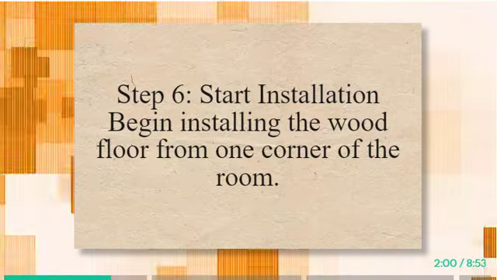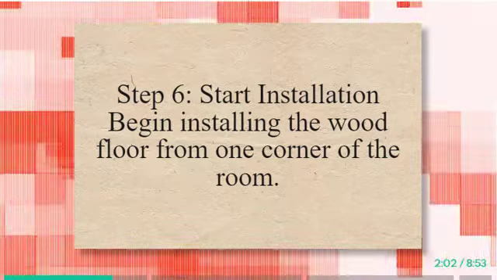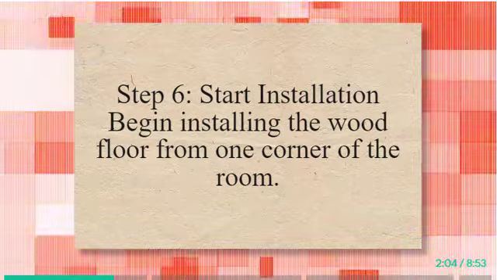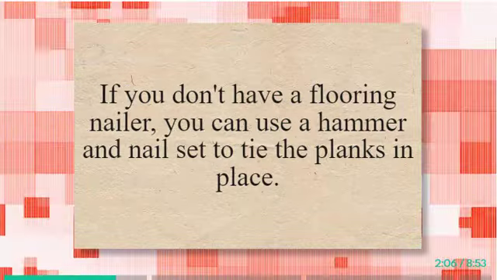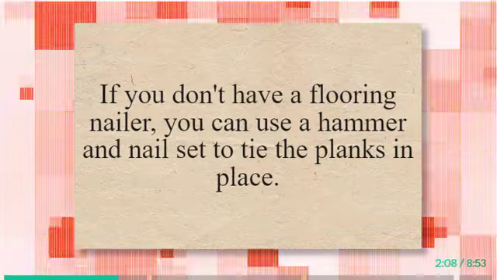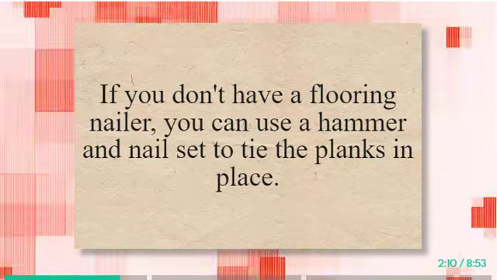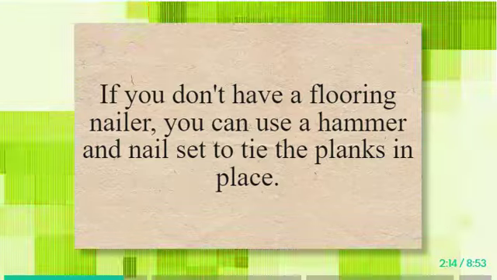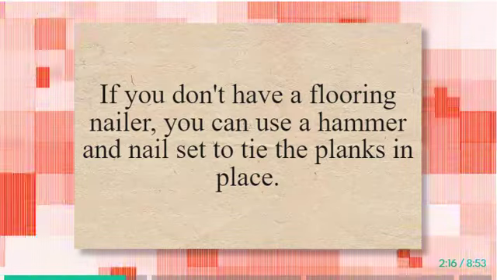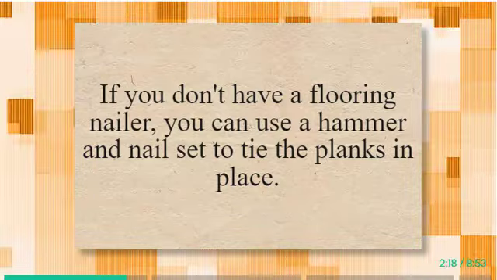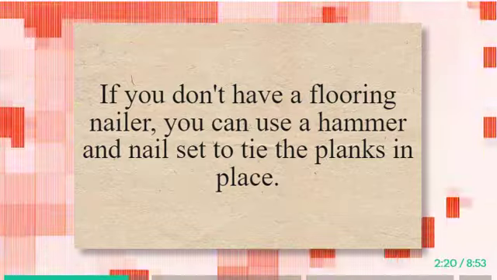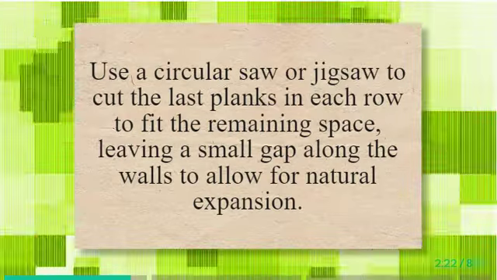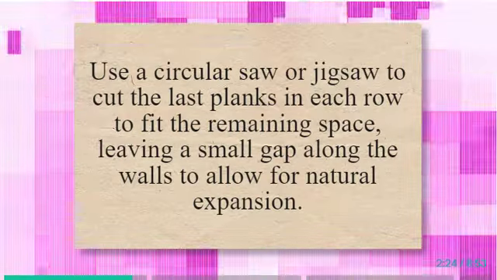Step 6. Start installation. Begin installing the wood floor from one corner of the room. If you're using a flooring nailer, position the first row of boards with the tongue side facing the starting wall and use the nailer to secure the panels to the subfloor. If you don't have a flooring nailer, you can use a hammer and nail set to tie the planks in place.